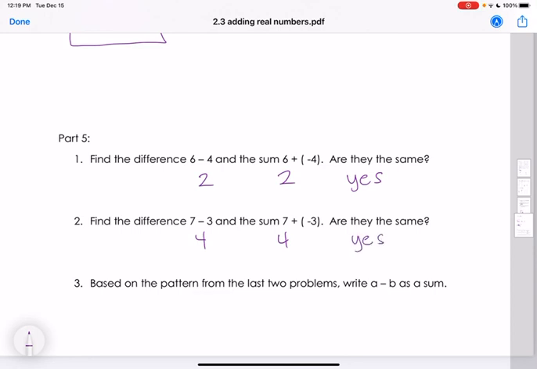Okay, so based on the pattern from the last 2 problems, write A minus B as a sum. So in both of those, they started with whatever they were given. Okay, so they had 6 and 7, so we're given A. So let's go ahead and put A. And then in both of those problems, they then put a plus sign. And then they put something in parentheses. They put whatever that second thing was in parentheses with the minus sign, right? So we have an A plus in parentheses a negative B. All right, and that'll do it.